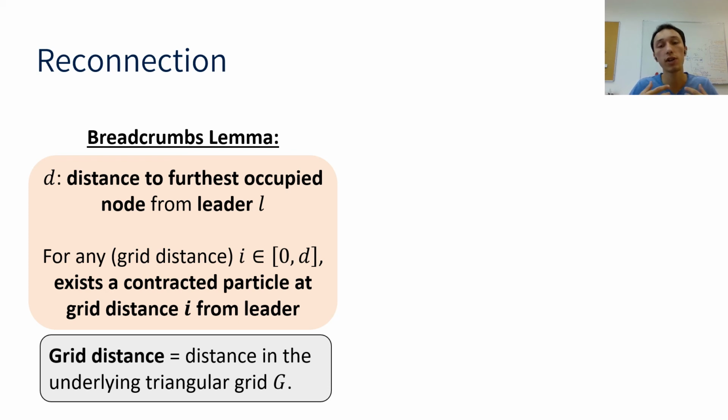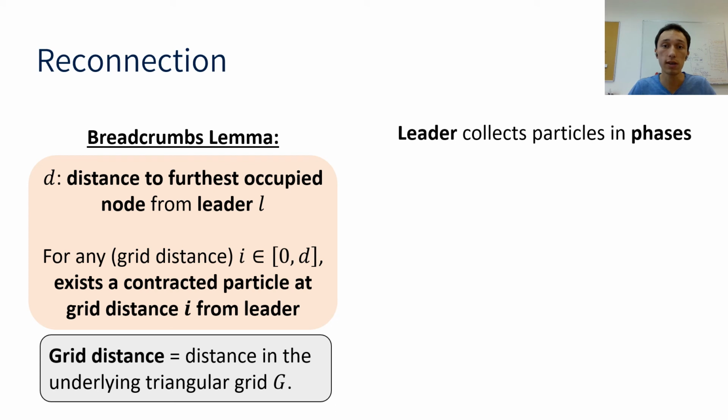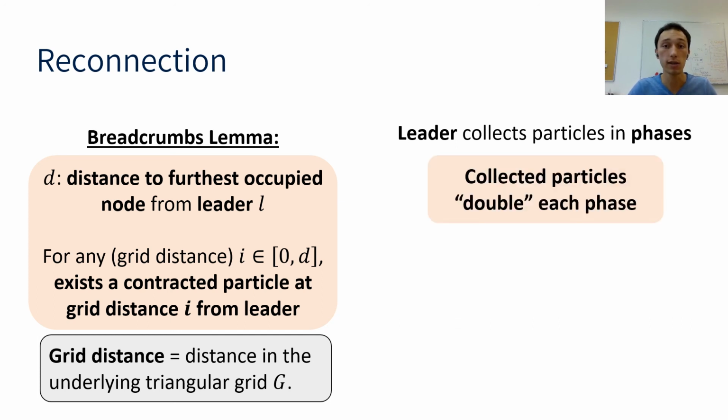The following briefly explains how one can do this reconnection efficiently. The leader particle, which is the only initially collected particle, collects the other particles in phases. Whenever particles are collected, they are actually reconnected with the leader's connected component. First, the leader particle collects its neighbors, those at distance 1, and this doubles the number of collected particles.